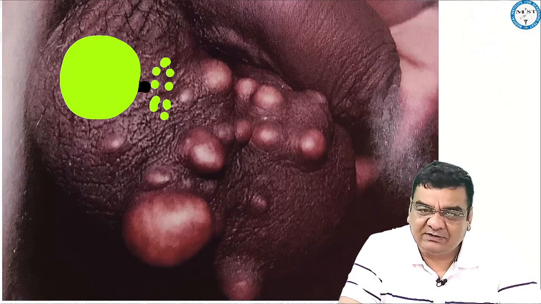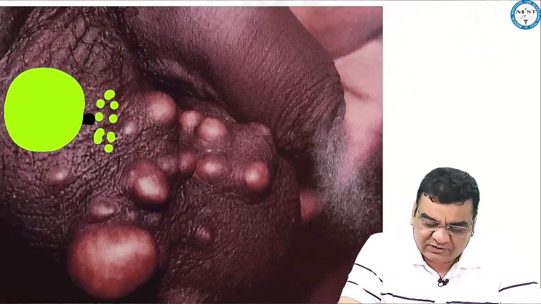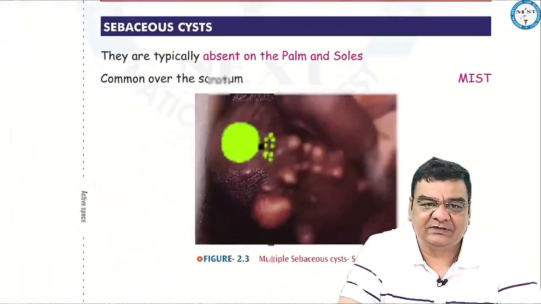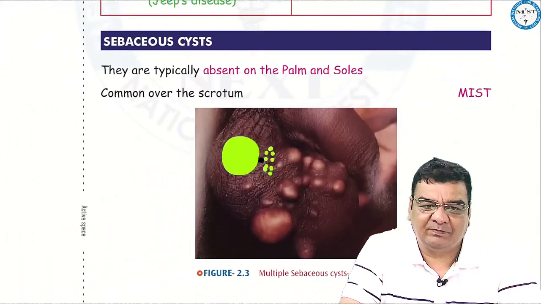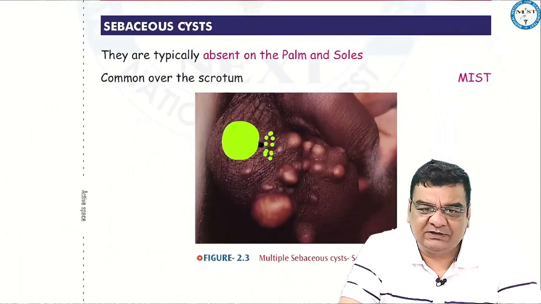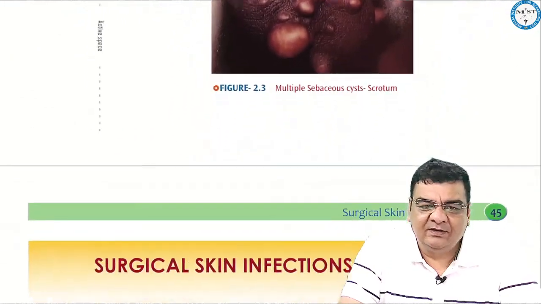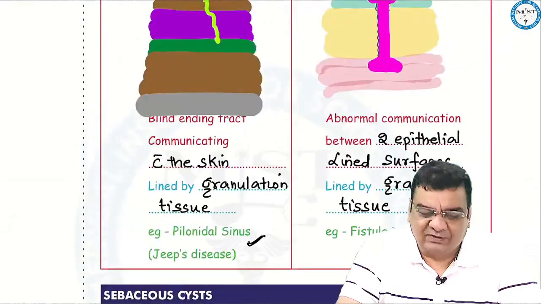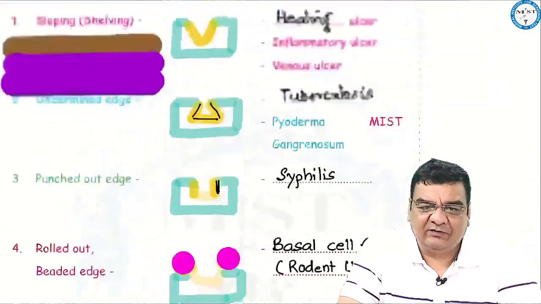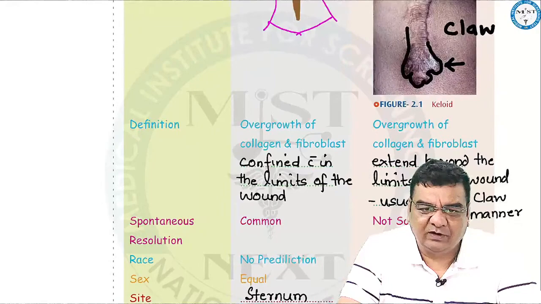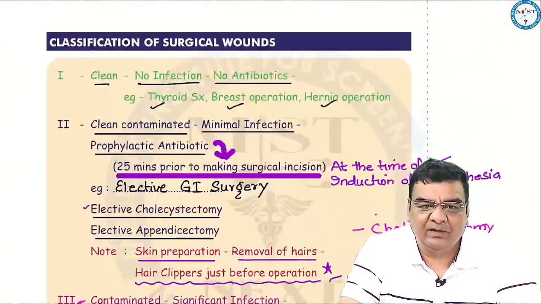Where do we not find sebaceous cyst, beta? Palm and the sole. We don't find sebaceous cyst there, right? They're typically absent on the palm and the soles. They're commonly seen over the scrotum. So this is all about this particular chapter, beta. Let us quickly revise this chapter, first with the workbook and then without the workbook.